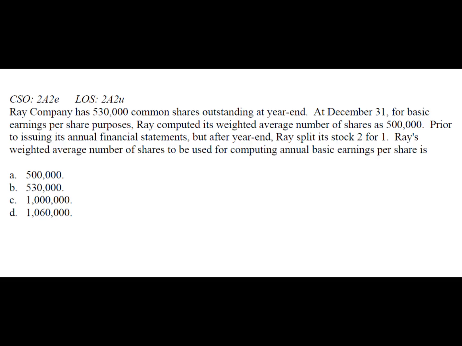B. 530,000. Incorrect. This represents year-end shares before the split and is not the weighted average. C. 1 million. Correct. The weighted average shares are doubled because of the 2-for-1 stock split. 500,000 times 2 is equal to 1 million. D. 1,060,000. Incorrect. This incorrectly doubles the year-end shares instead of the weighted average shares. Correct answer, C. 1 million.